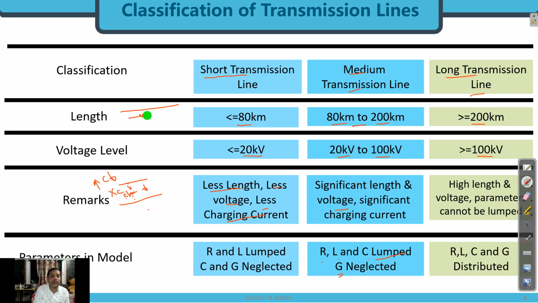For analysis purpose, we can lump these parameters. But in case of a long transmission line, we cannot lump the parameters. We have to consider R, L, C, G, all parameters, that is resistance, inductance, capacitance, and conductance. All parameters must be considered in the transmission line in this case.